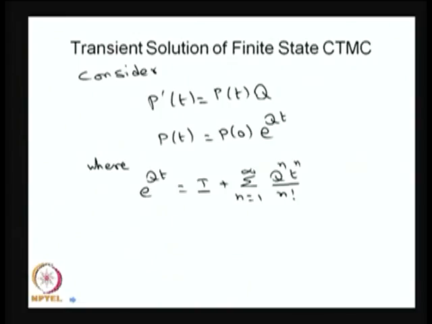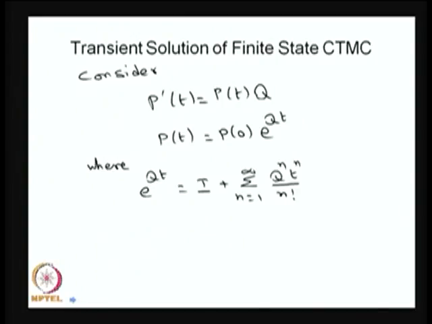Suppose the CTMC has a finite state space, then I can use the exponential matrix also to get the time dependent solution. That is what I have given this way. So, start with the forward equation. Therefore, the solution is going to be P of t is equal to P of 0 e power Qt. P of t is a matrix, P of 0 is a matrix, e power Qt is also again going to be a matrix, an exponential matrix.